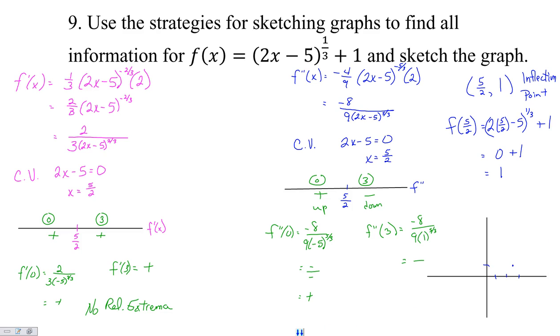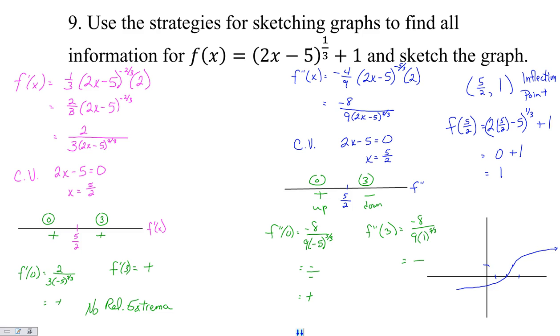So what do you think the graph looks like? And here's what the graph looks like. Kind of, sort of. It's kind of twisty in there. But here's where your point of inflection is at this point 5/2, 1. And it's going to come along, it's concave up, and then it becomes concave down. So nice enough, and that's really all you have to know, and it does increase all the way through here.